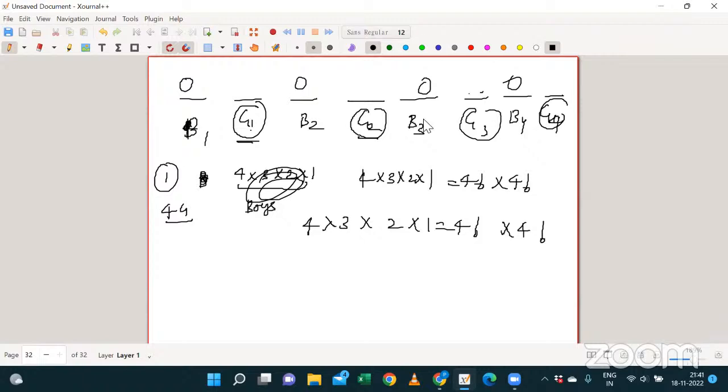Just flip the case. When girls are at the odd numbered places and boys are at the even numbered places, again it will be 4 factorial into 4 factorial. So just add these two, you will get the correct answer.